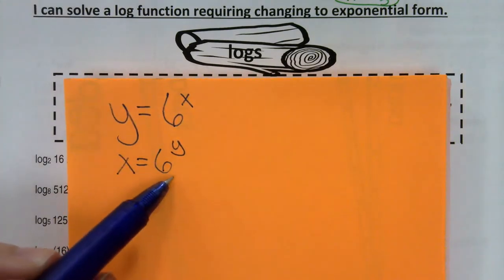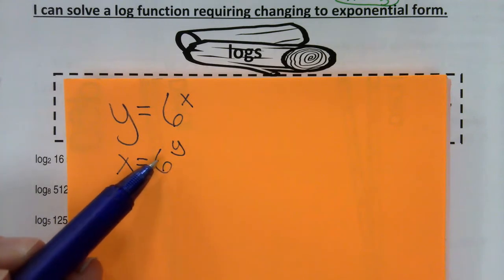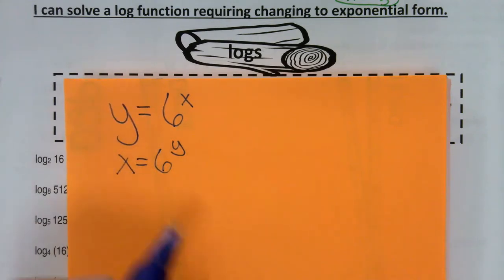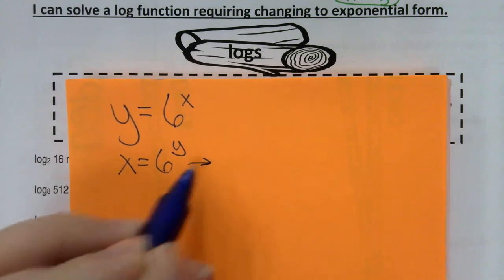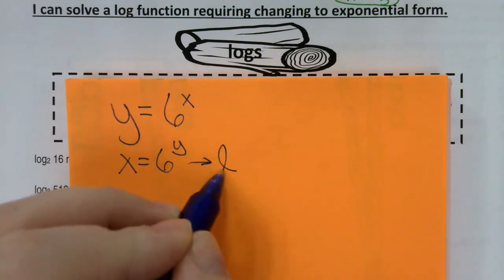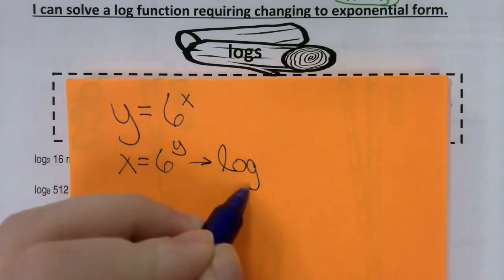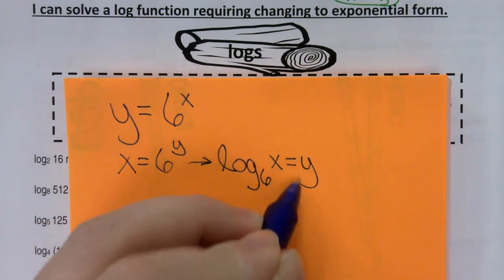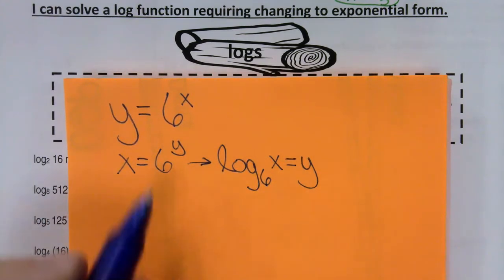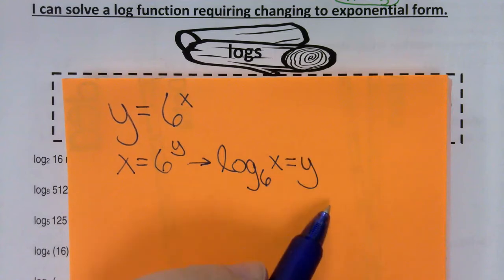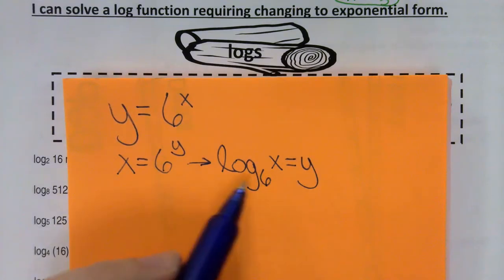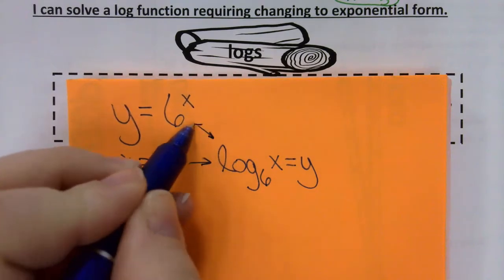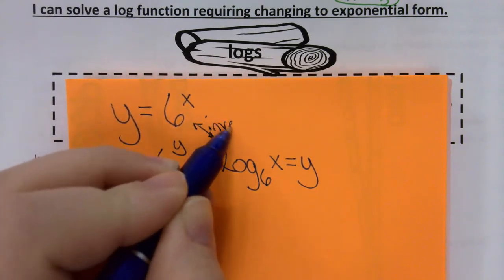Well, up till now, we haven't actually learned any operation that would get y out of the exponent location. The operation that we would use would be to take the log. So we would switch this into log form, and we would get this. These are equivalent equations. And that gets y out of the exponent and allows us to find the inverse. So an exponential and a log equation are inverses of each other.